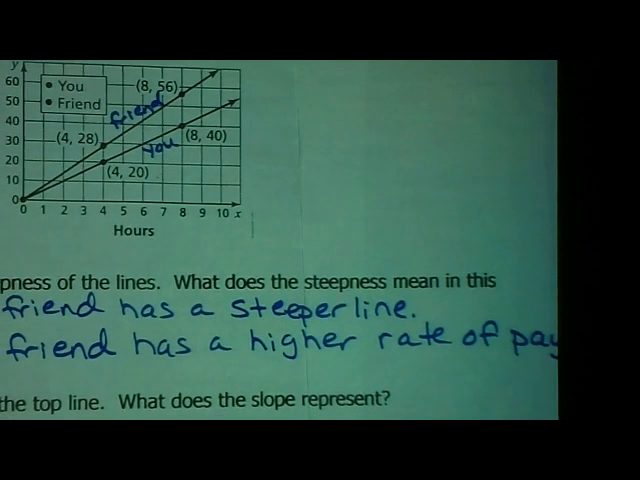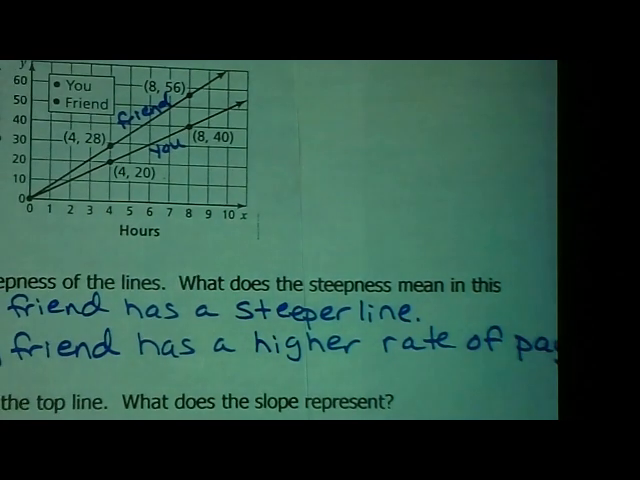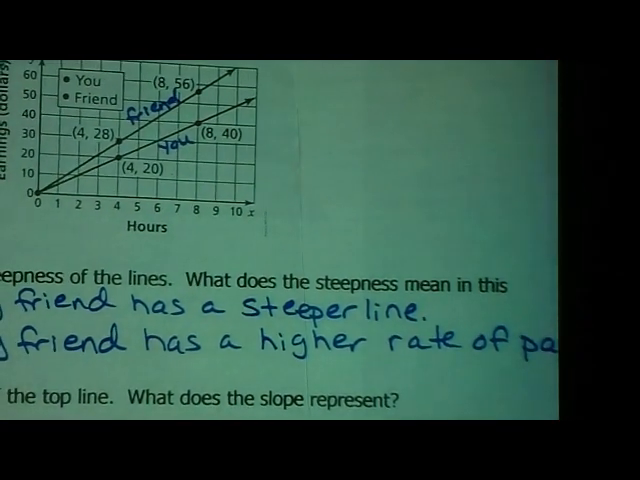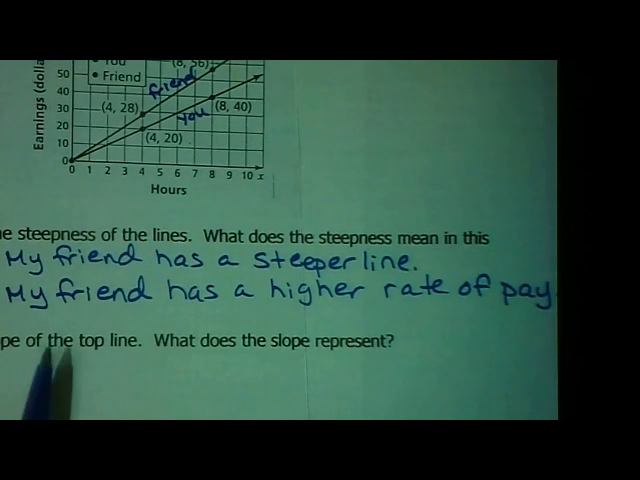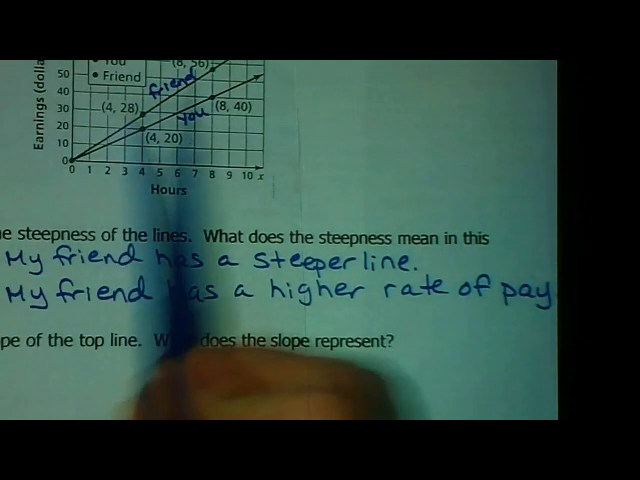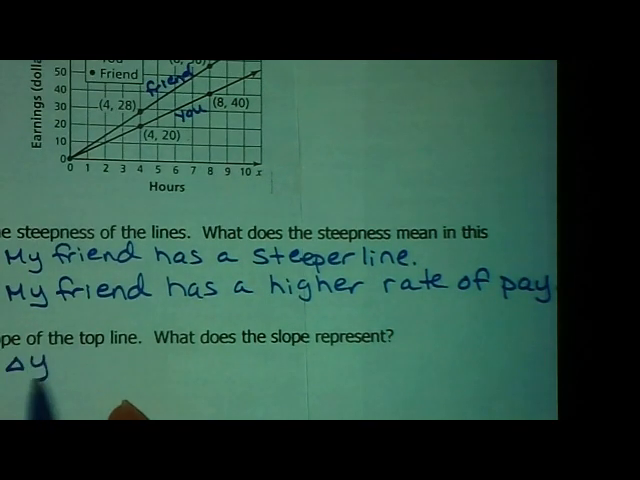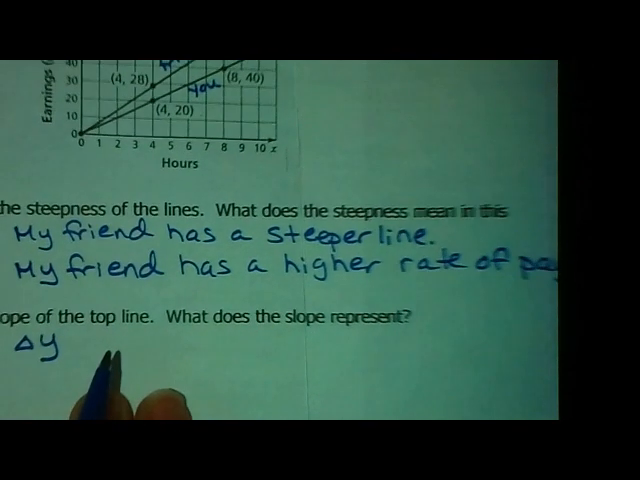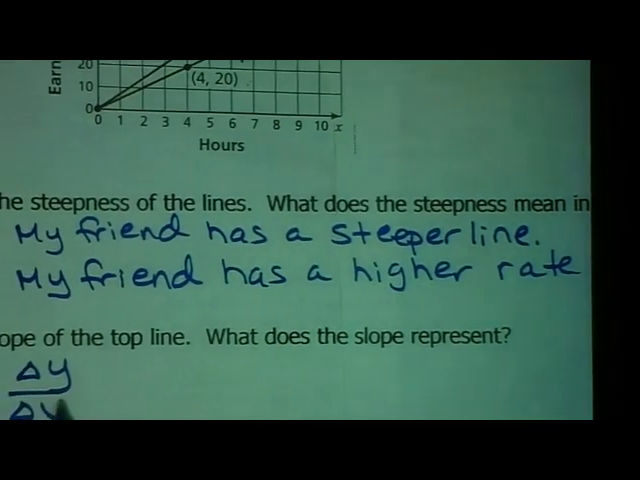Okay, we already know that your slope for your line was 5, and in this particular case that means that you are earning $5 per hour. We want to figure out how much your friend is earning per hour. So we're going to take 2 points from her line, (4, 28) and (8, 56), and we're going to figure out how much she is earning per hour. So we're going to find the change in y. Let me zoom this in a little bit. Over the change in x, grab a calculator if you need one.